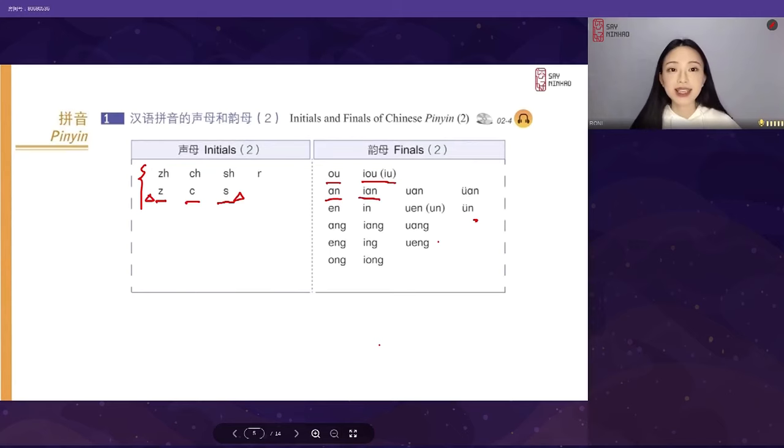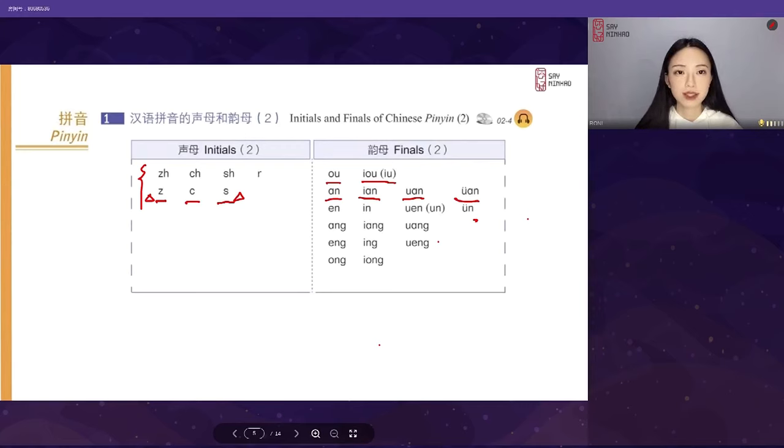Next one is yan. First, pronounce e and then try to pronounce n, and then you can get a yan. Try yan. Next one is wan. First, pronounce u and then try to pronounce an. Then you can get wan. Read after me, please. Wan. Next one is yuan.